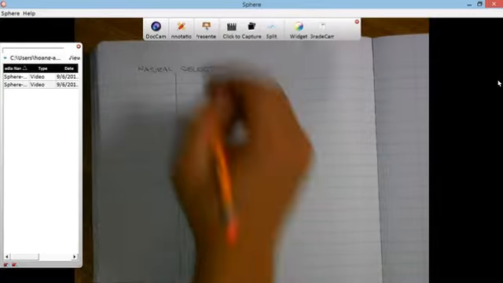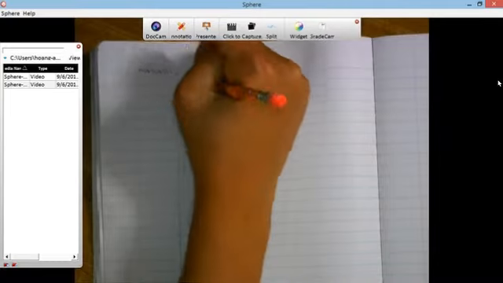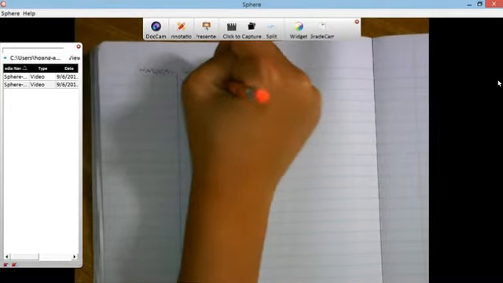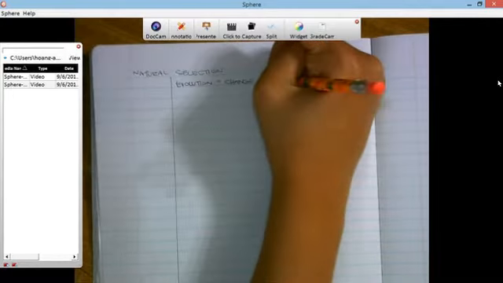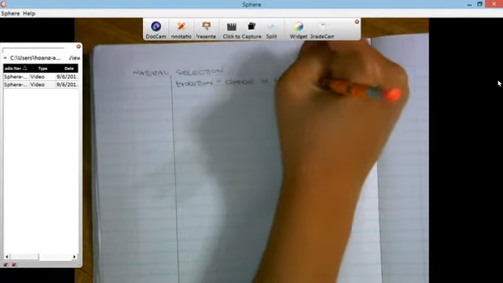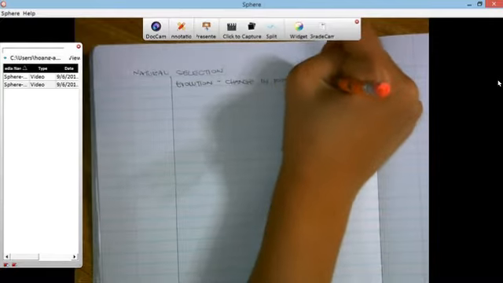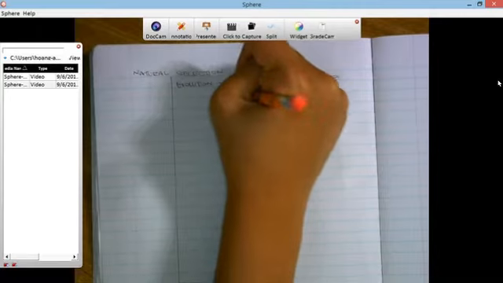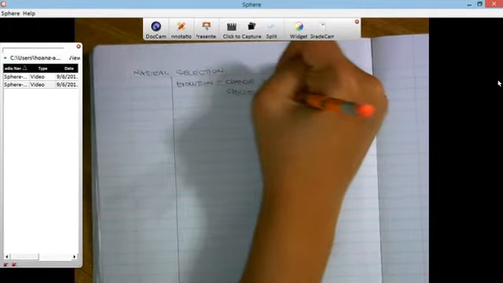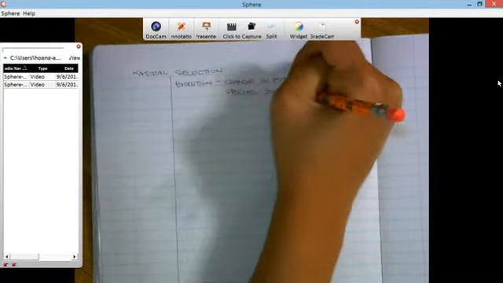So before we go into what natural selection is, we have to understand what evolution is. So evolution is the change in population of species over time. So I'm going to write that. Evolution is the change in population of species over time.